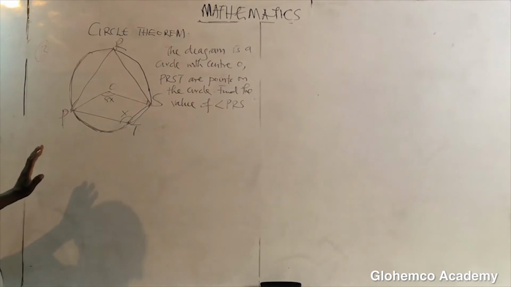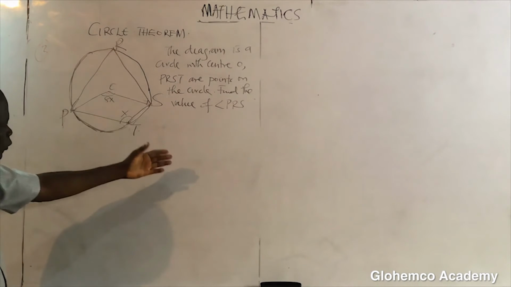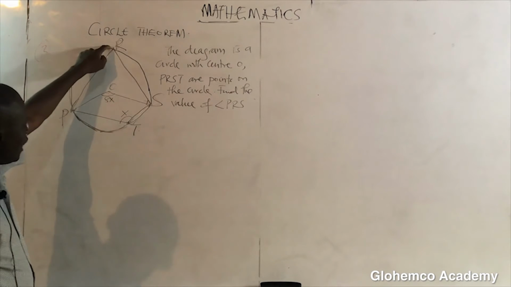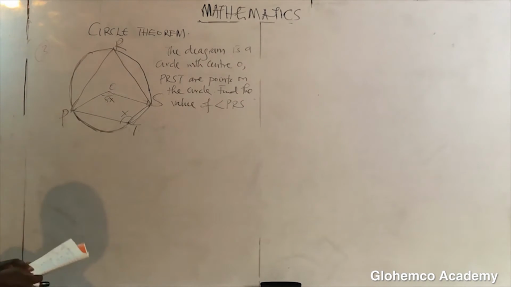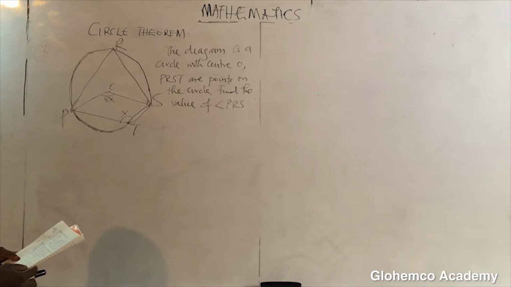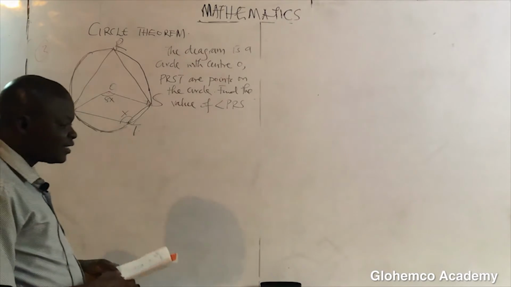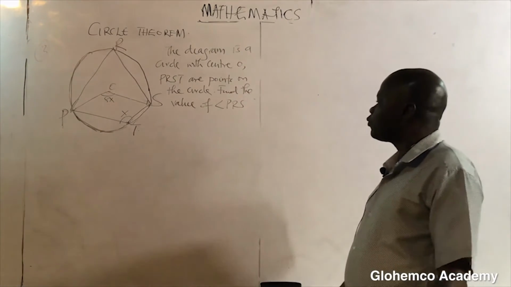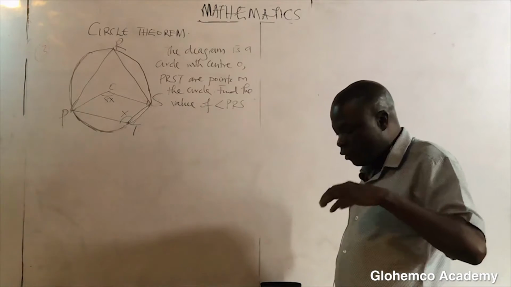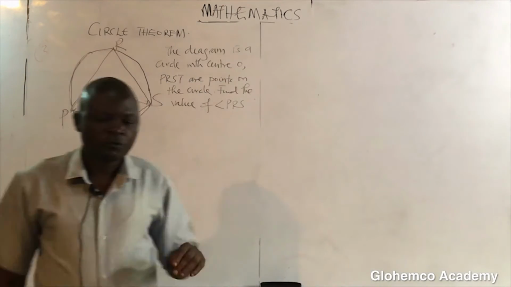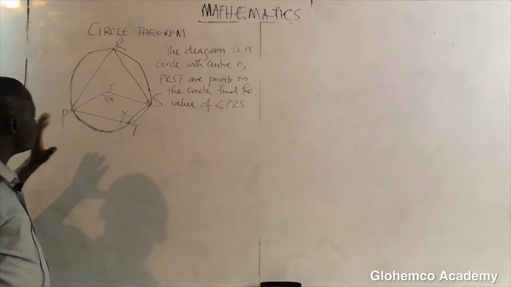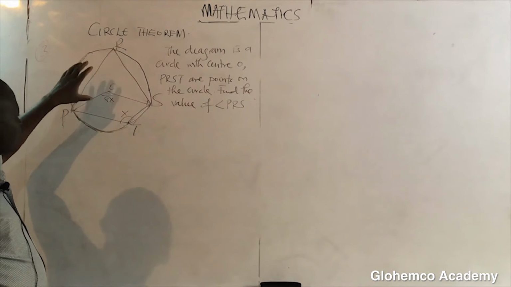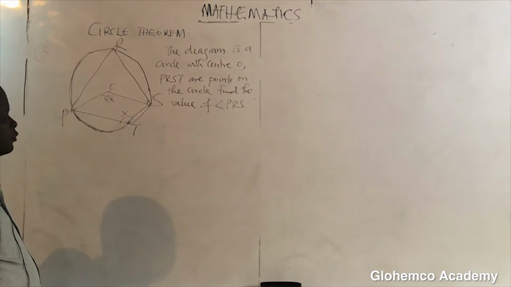Okay, this is the question again. Under circle theorem, we are looking for the value of PRS. We have to find the real value of x. If you look at the question, they've not given us any value at all. But there is a way of getting the real value. We are going to combine two theorems in this question, because without working with two theorems, you cannot get any value that you are looking for.